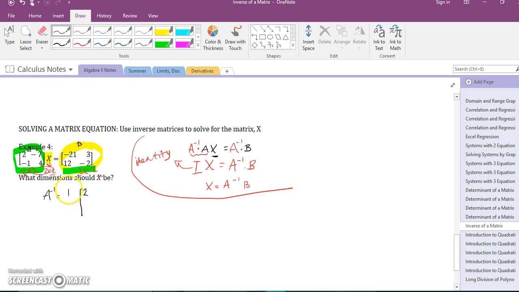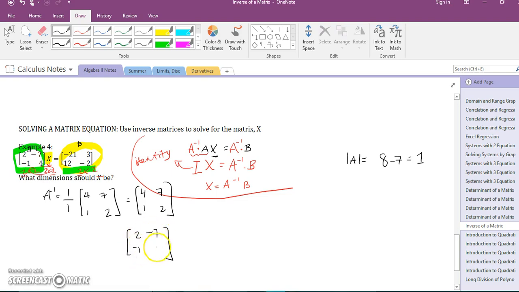A inverse is going to be 1 over, so I need the determinant of A. The determinant of A is going to be 8 minus 7, which is 1. So I have an easy determinant here. So my inverse is 1 over 1 times, so I'm going to switch 2 and 4. So 4 is here now, 2 is here. I'll switch the signs of negative 1 and negative 7, and multiplying by 1 over 1, I get this.